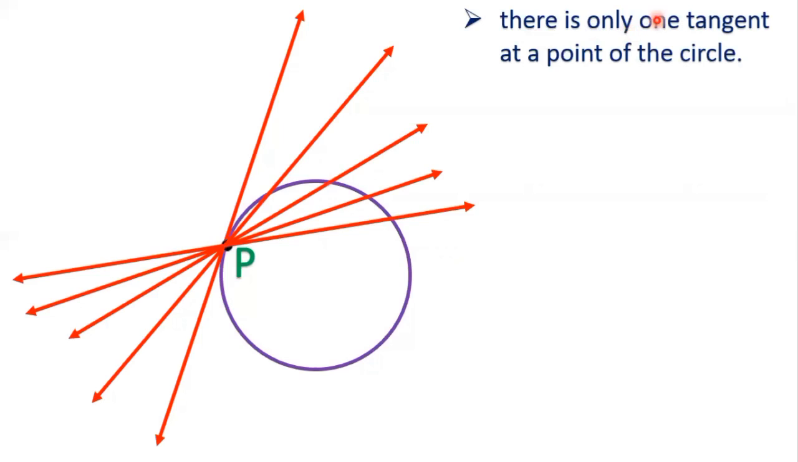But out of these many lines, there is only one tangent at a point of the circle. Through the point P, we can draw only one tangent and remaining all secants. So remember, we can draw only one tangent through a point on the circle. If a point lies on the circle, then we can draw only one tangent. Then the remaining lines will all be secants.